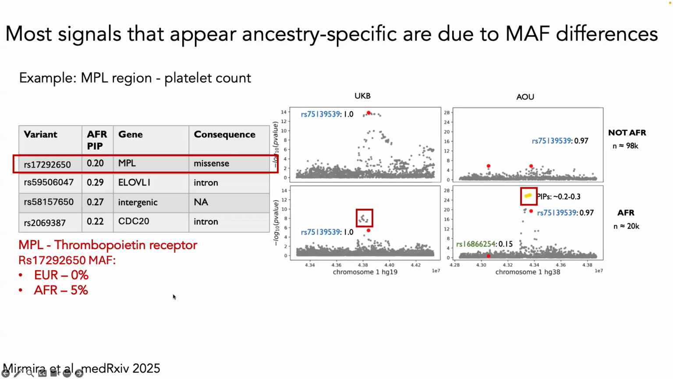Why was this ancestry specific? Well, the reason it's ancestry specific is just because it's not in Europeans. This one is 5% minor allele frequency in the African cohort. It's basically not present in the European cohort. So that's why we identified it as being ancestry specific.